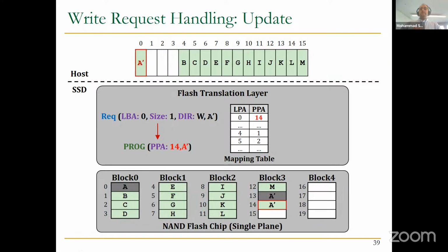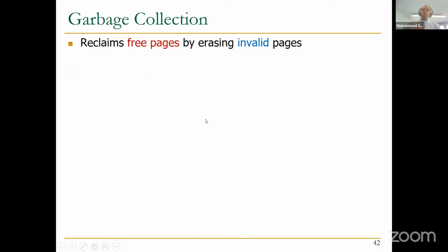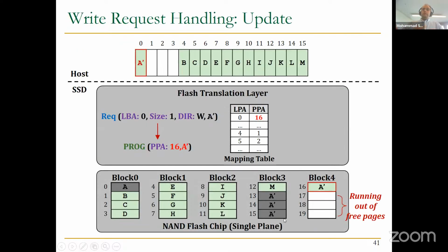Assuming that we receive these updates more and more, we need to keep invalidating the previous location, validating the new one, and updating the mapping table. But at some point, we're going to run out of free pages, and that's where garbage collection comes into play. Garbage collection reclaims free pages by erasing invalid pages. Here you can see that we have some invalid pages.